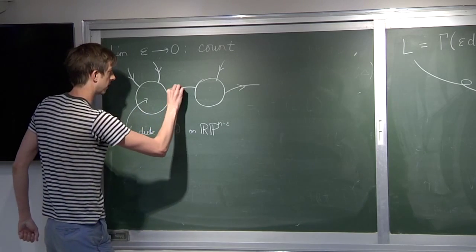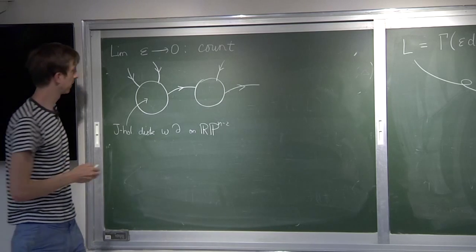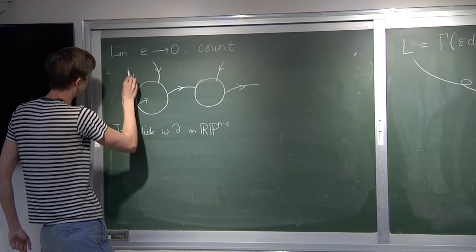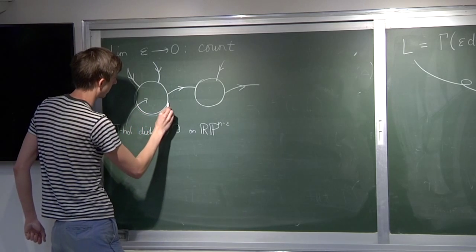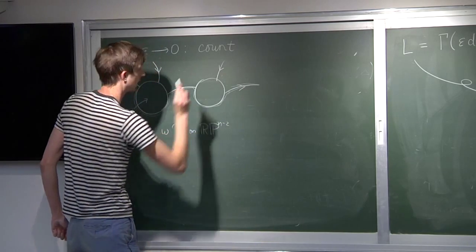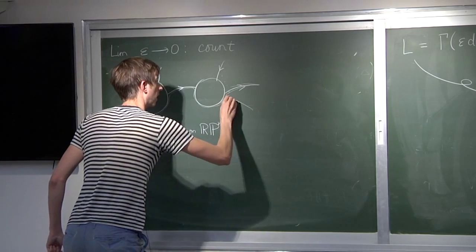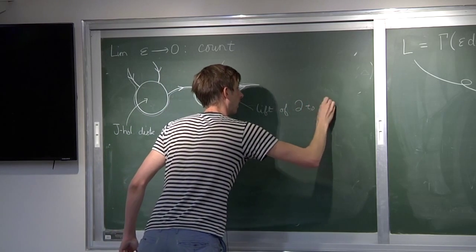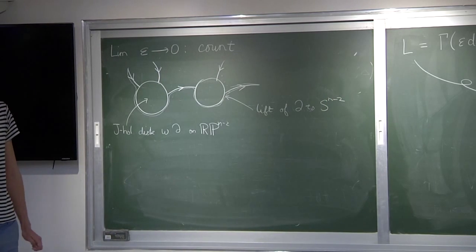We need to count J holomorphic disks with boundary on RPn-2, which of course are things we can enumerate, together with flow lines, together with a lift of the boundary, which means this kind of thing. We need a lift of the boundary to Sn-2.